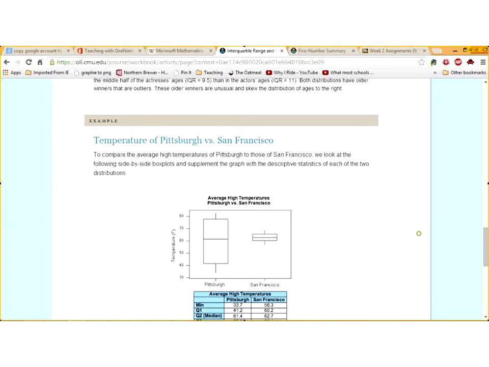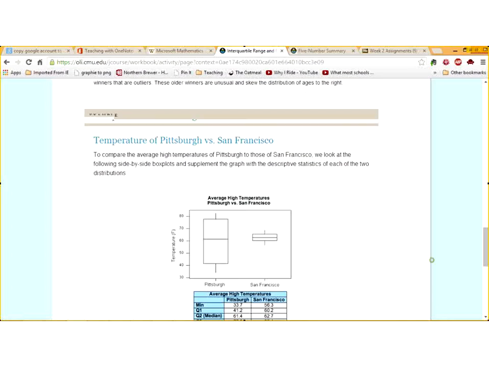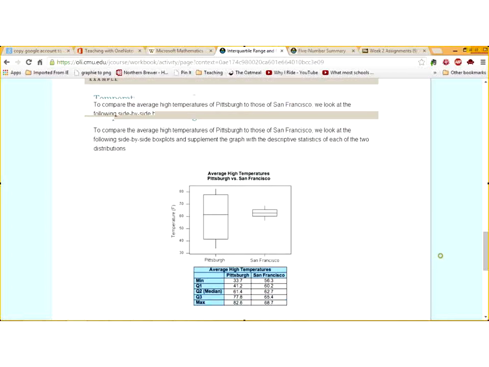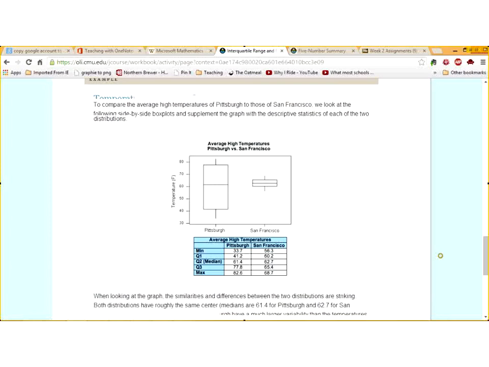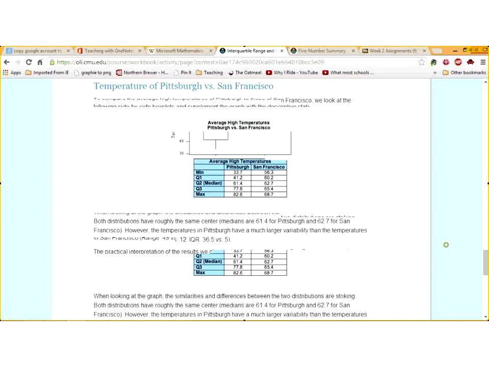Here's two box plots. Pittsburgh and San Francisco actually happen to have fairly similar median temperatures throughout the year, but notice that in San Francisco there's a lot less variability over the year than there is in Pittsburgh. It tends to get considerably hotter in the summer and colder in the winter in Pittsburgh than it does in San Francisco. But in the middle, they tend to be about the same.